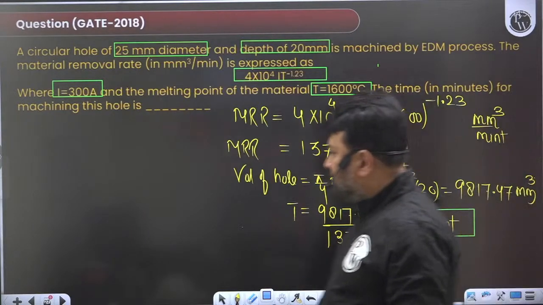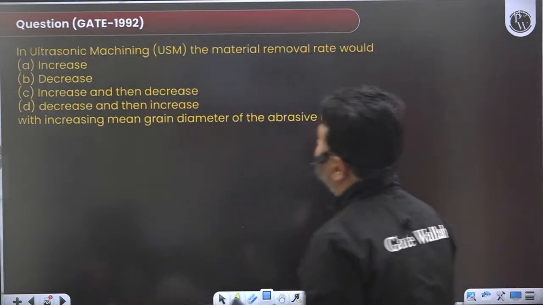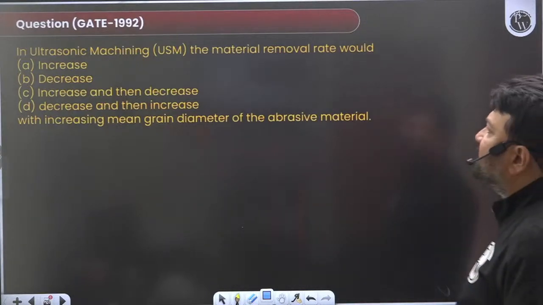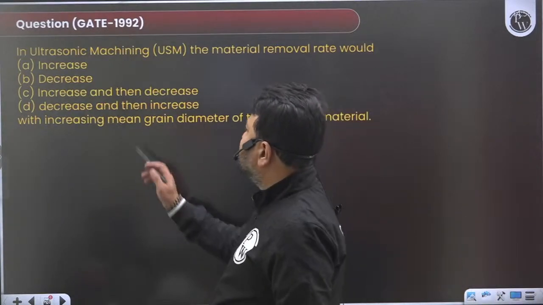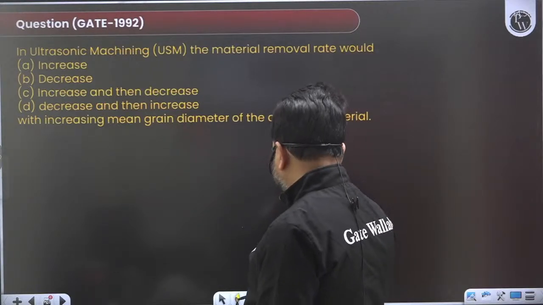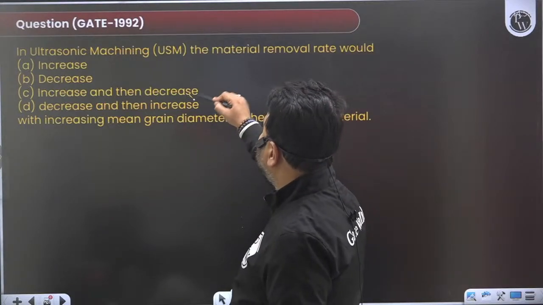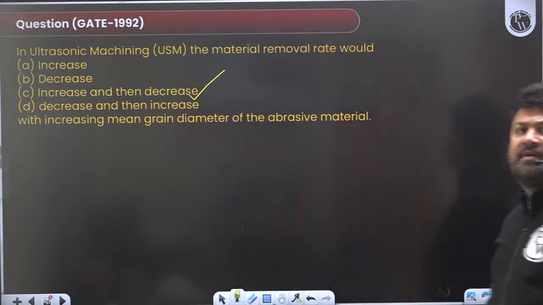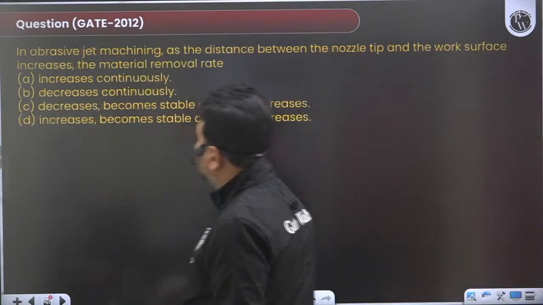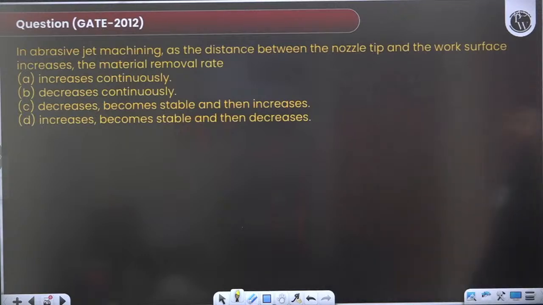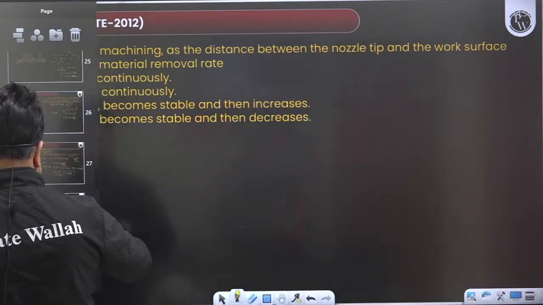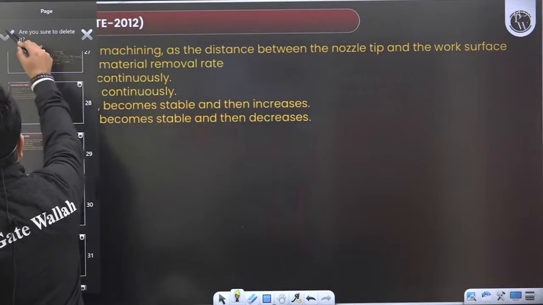Okay. Now let's move to the next question. In ultrasonic machining, the material removal rate would increase, decrease, increase and then decrease, or decrease and then increase with increasing mean grain diameter of the abrasive particle. Increase and then decrease. Remember? Increase and then decrease. In abrasive jet, same question.